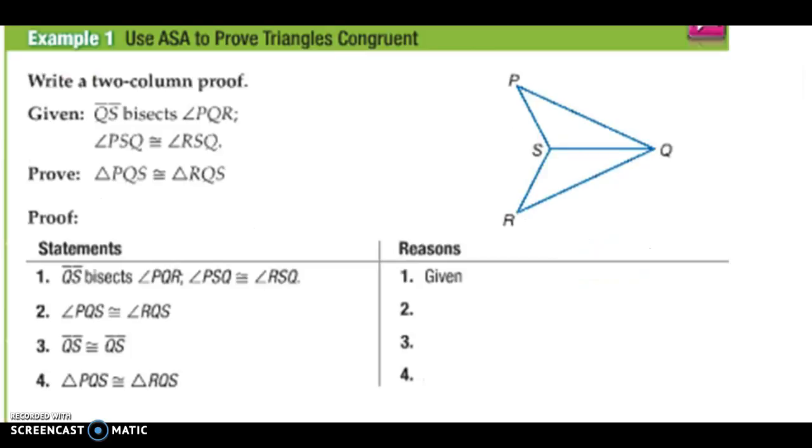So let's write a two-column proof of this right here. It says, given that QS bisects angle PQR, so here's PQR, so this bisects, that means that this angle is the same as this angle, and PSQ, right here, is congruent to RSQ, which would be here. Prove that triangle PQS is congruent to triangle RQS.